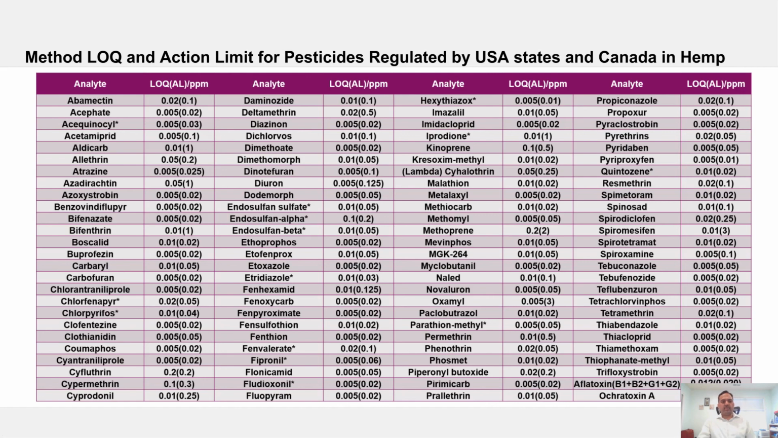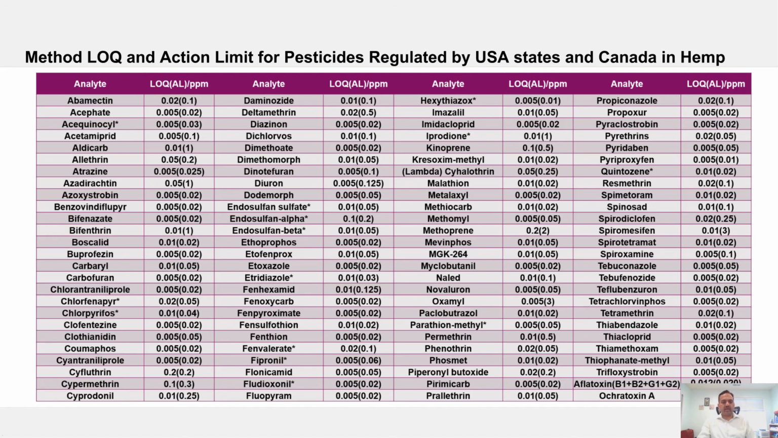This next slide shows our method LOQ and Colorado state action limits for 102 pesticides and 5 mycotoxins in hemp matrix. In each column, the first number shows our method LOQ. The number in the bracket shows the Colorado state action limit for that analyte. A number of analytes are marked with a star. Those analytes were measured using our APCI ion source method. The analytes which don't have any star were analyzed using the electrospray ion source method.